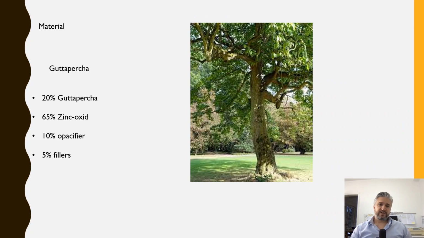Usually the root canal fillings consist of gutta percha points and sealer. The gutta percha points are obtained from the gutta percha tree. The raw material is treated so that the material consists of 20% gutta percha and 65% zinc oxide, and then 10 to 15% of pasifurin fillers.